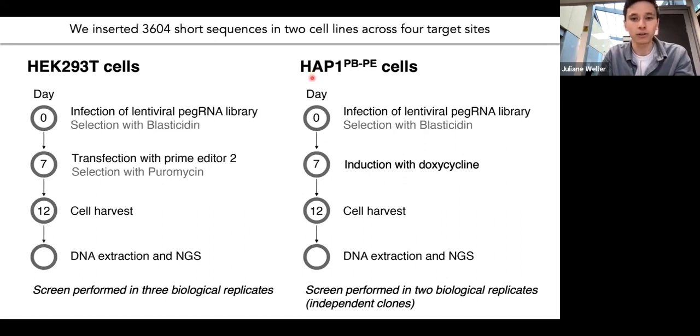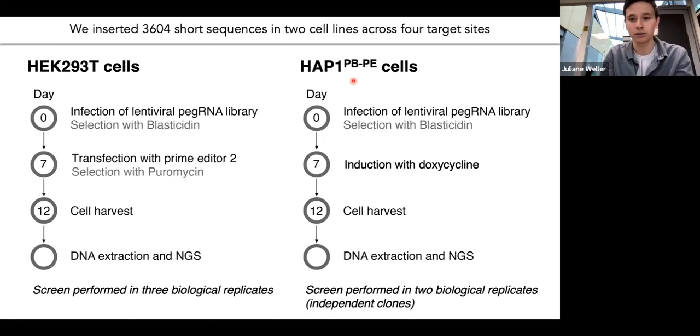And for HAP1 cells, which were our other cell line model, which we chose because they are mainly haploid, which means they only have one copy of their genome. So we think it's a very useful cell line for a lot of tagging and this type of studies. And since they're harder to transfect, we instead first generated cell lines that already stably express the prime editor, which was introduced using a piggyBac transposon vector.